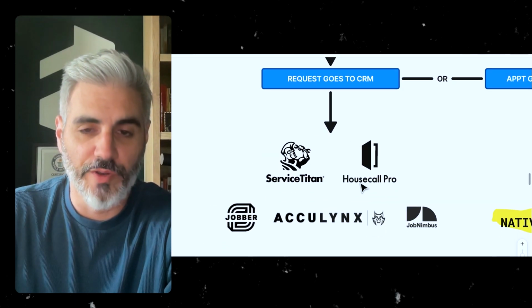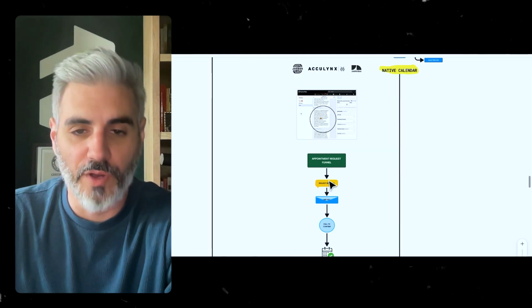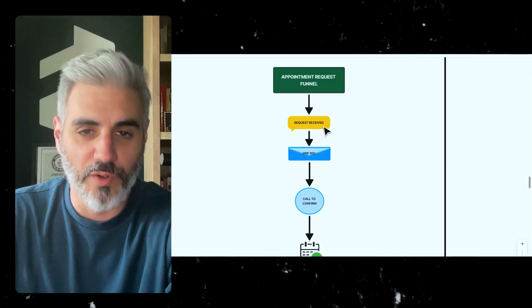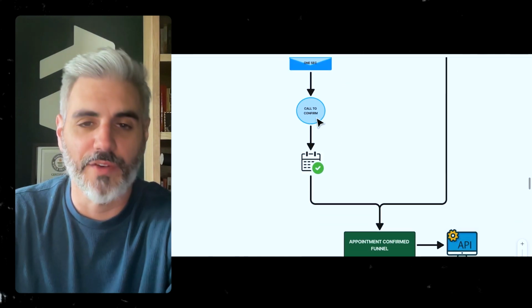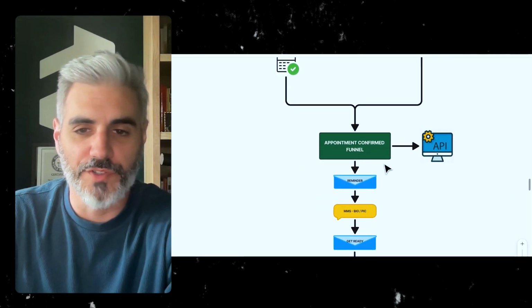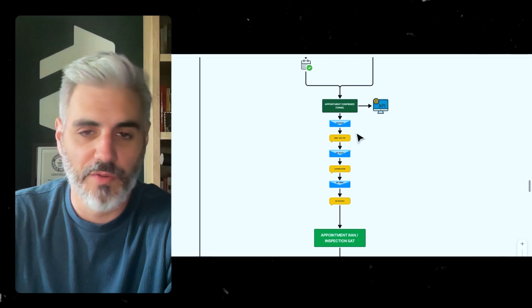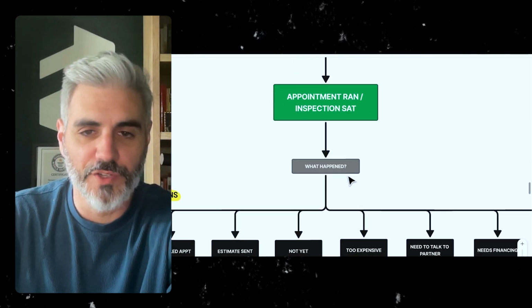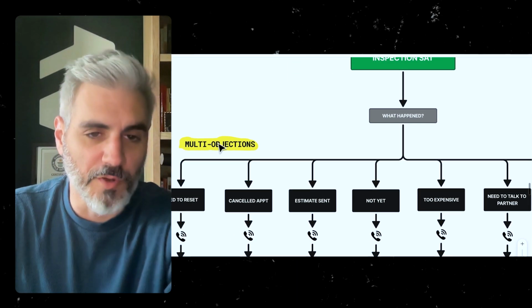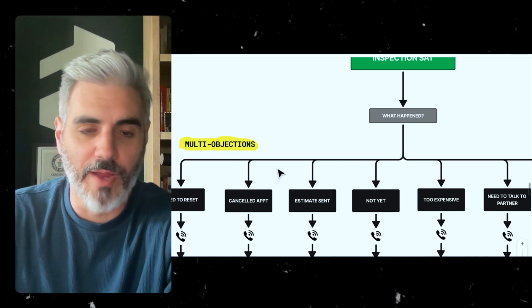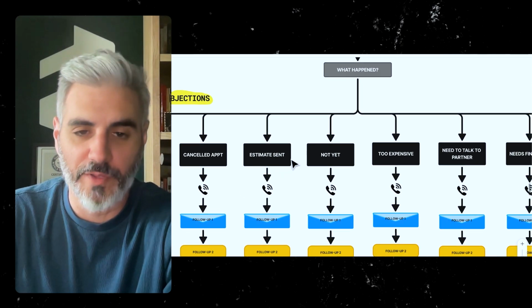And then we'll shoot it straight over to your field service software. They'll go into the appointment request funnel. They'll get the request received email, and then you guys call to confirm. And then once it's confirmed, they go into the confirmation funnel. And here, this is where you've got the educational sequence. And then when you run the appointment, we've got these multi-objection branches, right? So what happened? Do you need to reset it? Was it a canceled appointment? Did you send an estimate?